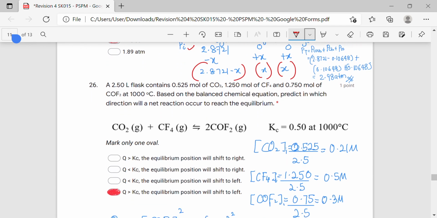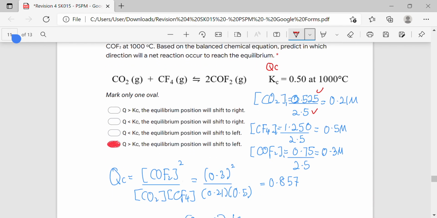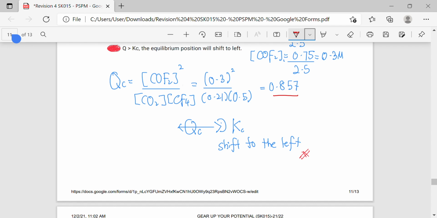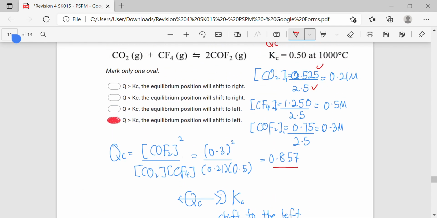Predict the direction. Compare between QC and KC. Convert everything to concentration, mole divided by volume. The expression for QC is product over reactant, so 0.857. Compare with KC, which is 0.5. According to Pacman, Q is greater than K, so equilibrium shifts to the left.